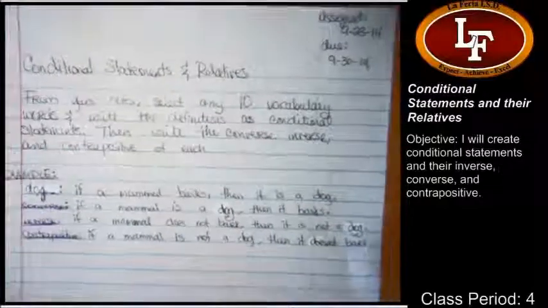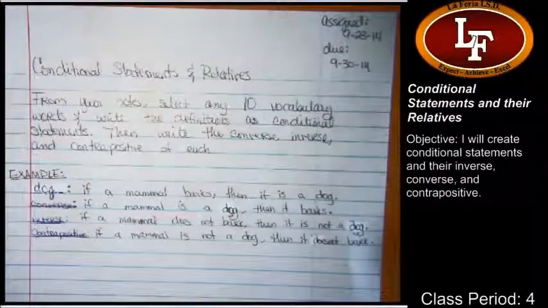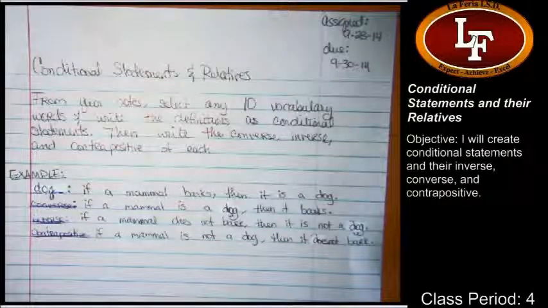All right, so here is the assignment for it. From your notes, you're going to go through all the notes you've taken for the entire year, and you're going to look for any 10 vocabulary words that have been given. I'd like you to pick the ones that you have trouble with, and write their definitions as those conditional if-then statements, just like what we did at the top of this page. So you'll have 10 if-then statements. And then for each definition, I want you to write the converse, the inverse, and the contrapositive. So when you're done with this assignment, you will have 40 different sentences that you have written.